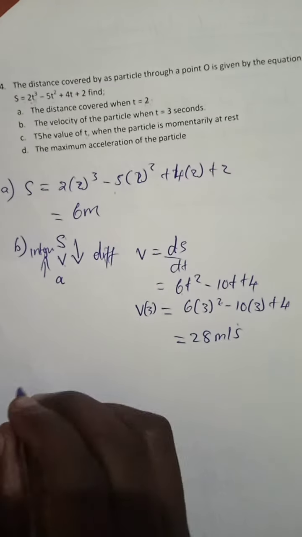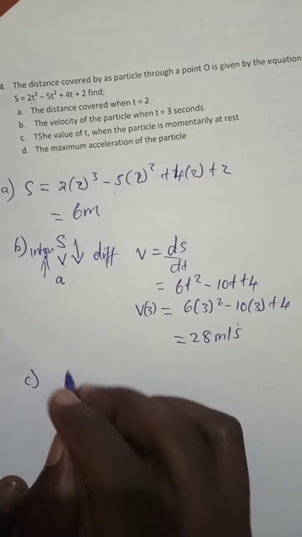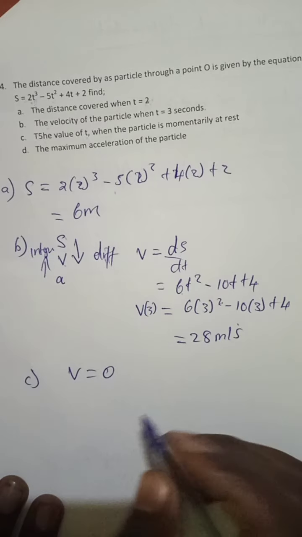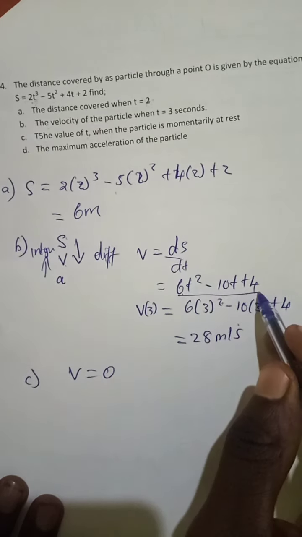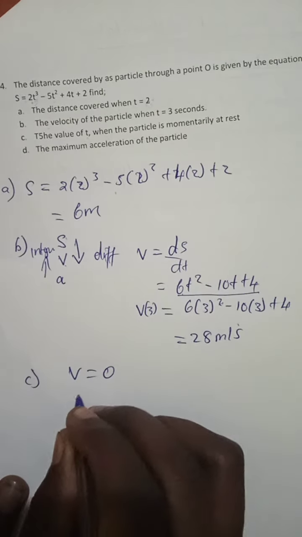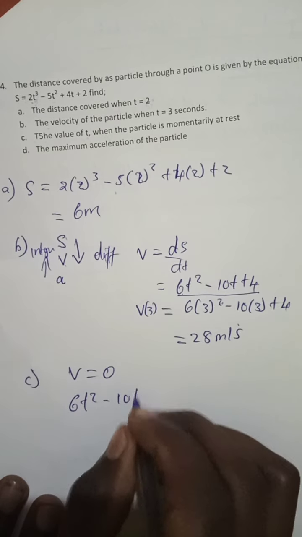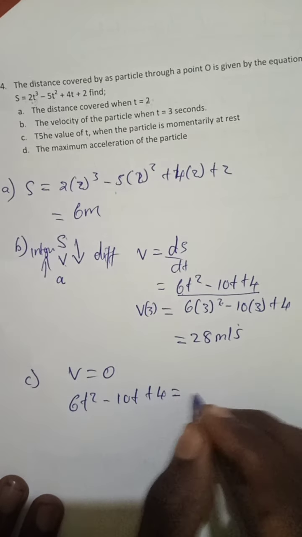Then part C is the value of t when the particle is momentarily at rest. Momentarily at rest means that v is equal to 0. Remember, the function for velocity was already found. Therefore, just say that 6t² − 10t + 4 = 0.